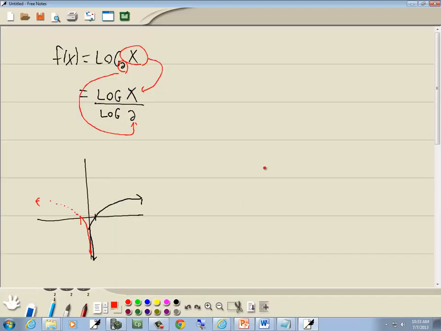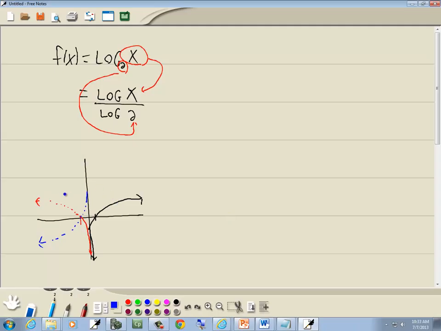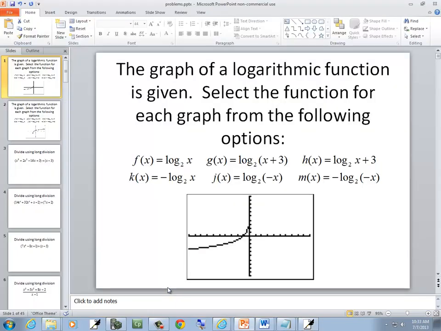then, well, you can use your imagination, it would look something like that, which is what this graph looks like. So it looks like it's not only been reflected across the y-axis, but then it's been flipped across the x-axis. Now what causes that is if you have a negative out in front, that flips it across the x-axis. If you have a negative inside with the x, then it flips across the y-axis. So m of x is our answer, because it flips it across both of them.